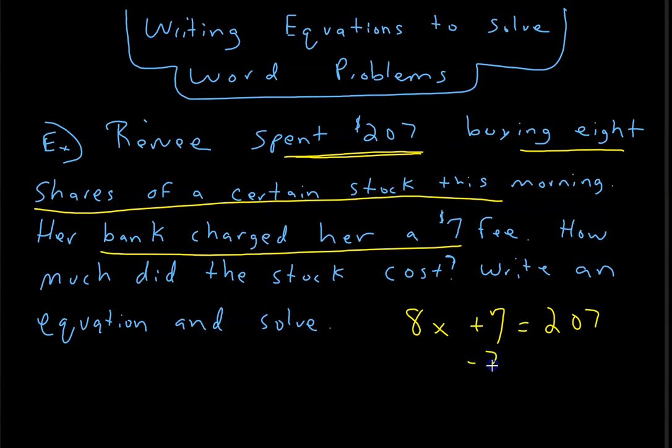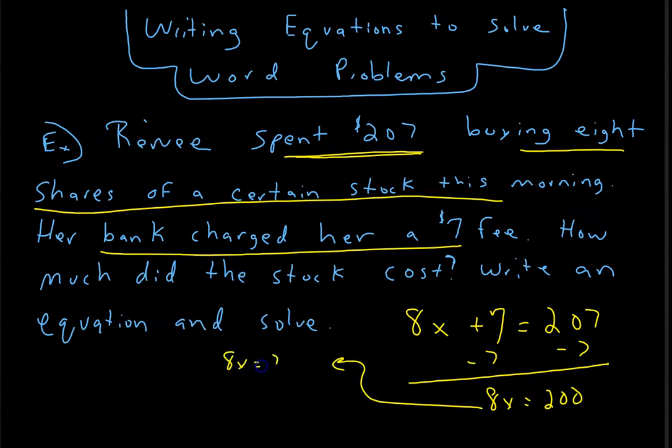Now to solve this equation, you subtract 7 from both sides. So 8x will equal 200. And if 8x equals 200, I can divide by 8. And x should be 25. So apparently x is 25. So since x represents the stocks, she spent $25 a share on the stocks. All right, I'll write that as a note. We'll do another one.